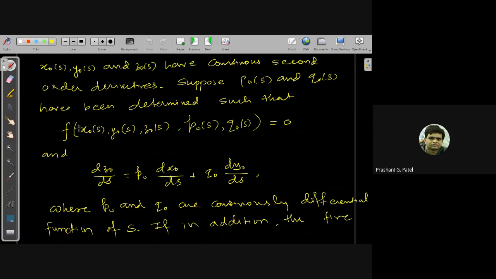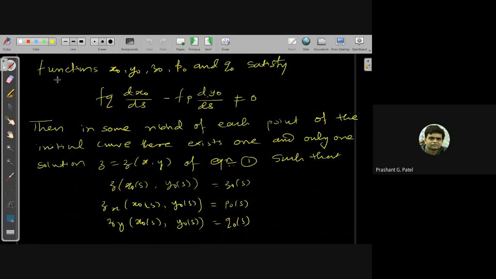Okay, so using this condition, that is f(x0, y0, z0, p0, q0) = 0, and dz0/ds is equal to p0 dx0/ds plus q0 dy0/ds, where this p0 and q0 are continuously differentiable functions, and then we are calculating these values of p0 and q0, and that leads to the equation of the initial strip, and that satisfies this equation.